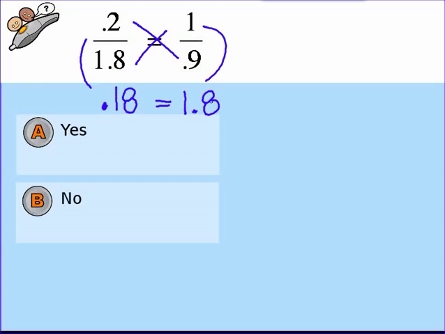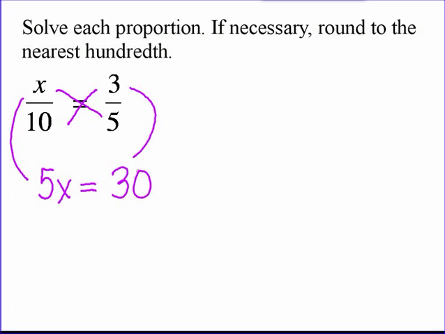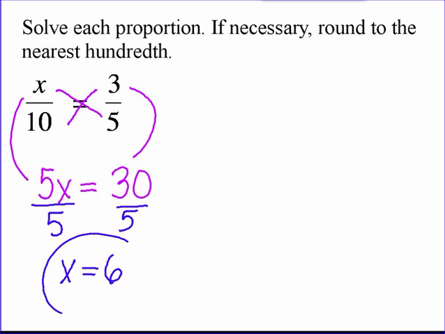All right, so solve each proportion. Now along the same line, it says, if necessary, round to the nearest hundredth. So what we're going to do is cross products again. We like cross products. So x times 5 is 5x equals 30. See how easy that was with the cross products? Now I'm going to divide both sides by 5. So what does x equal? 6. Okay, not too bad.